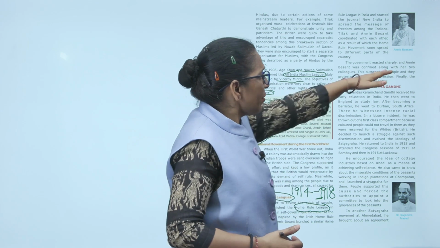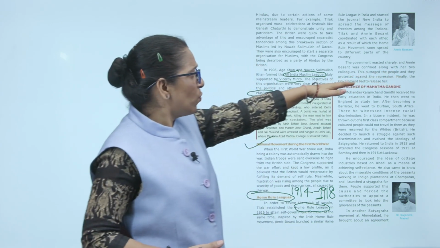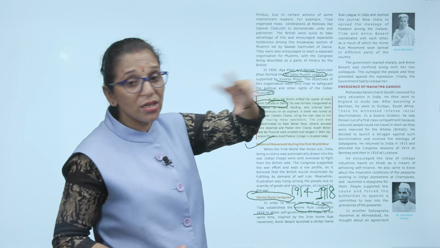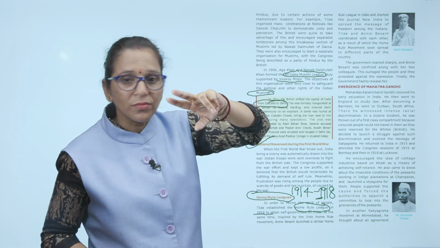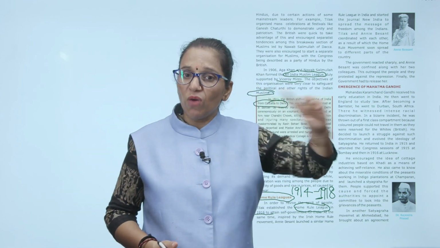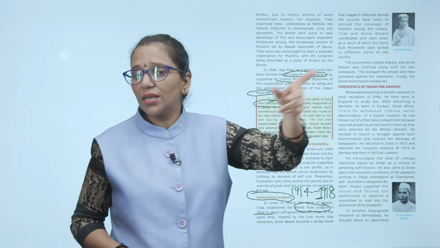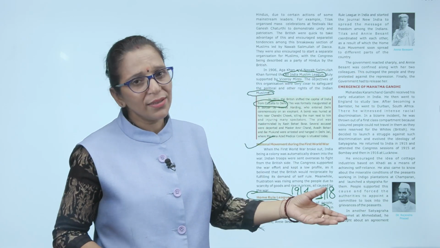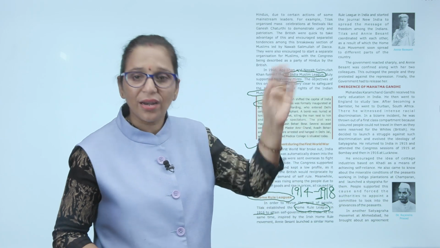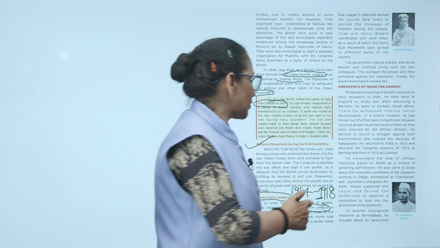Now, the government reacted sharply and Annie Besant was confined along with her two colleagues. This angered the people. Why have you arrested her? And they protested against this repression. Finally, under pressure, the government released Annie Besant.